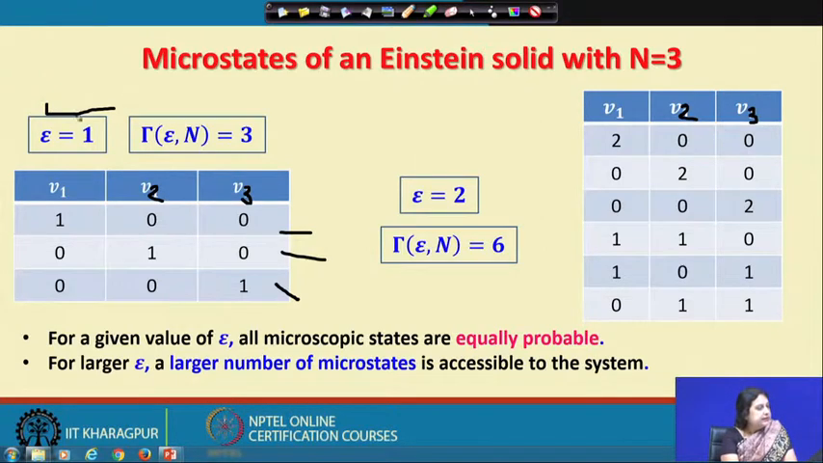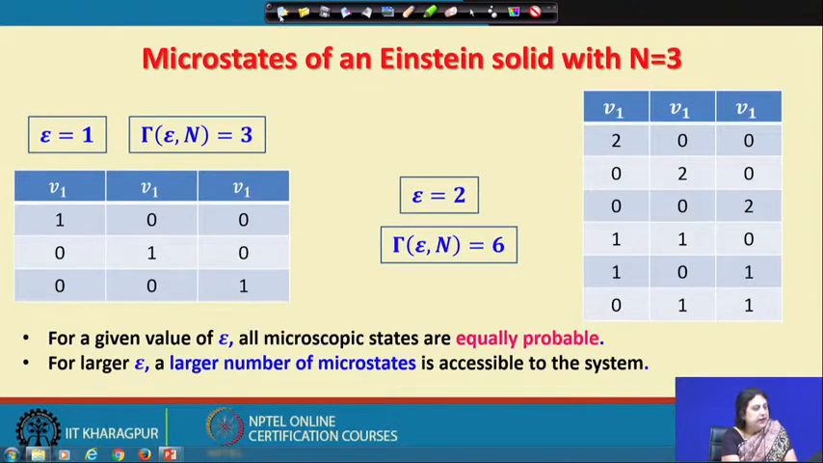Now, if I consider this case with this case, what is the difference between the 2 total energies? This is the higher value of energy, and you look at the number of microstates possible. Here I have 3 microstates possible. At the higher value of energy, I have 6 microstates possible. So, I conclude that if I increase the amount of energy available, that is for larger values of epsilon, I will end up with a larger number of microstates for a given value of epsilon.